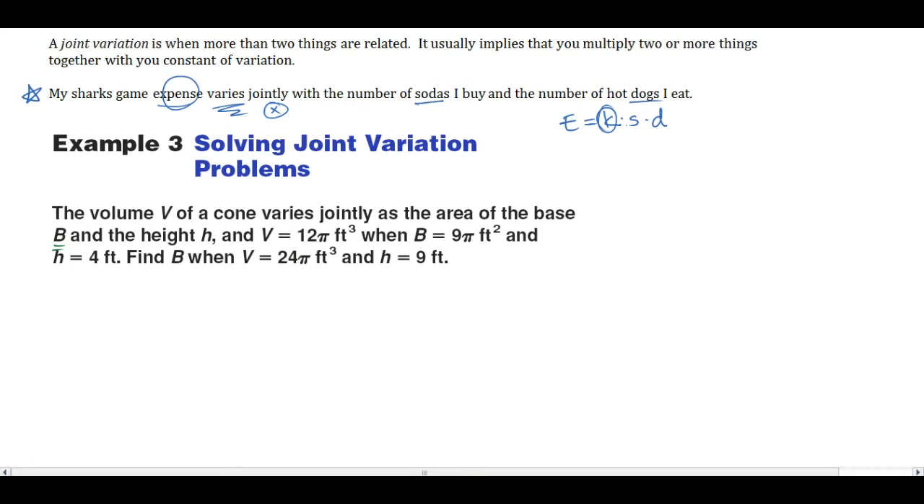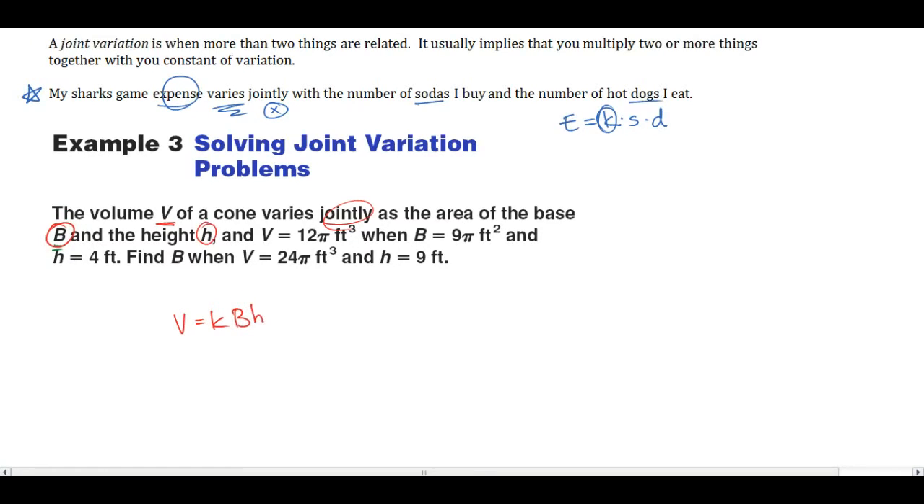The volume of a cone varies jointly as the area of the base and the height. And so there's an equation right there just screaming at me, and you may even remember the equation from previous math classes, but let's see if we can get it now. The volume, so we'll say V, now varies, there's that equals K. Jointly means multiply. The area of the base, so let's call that big B, and the height, little h.